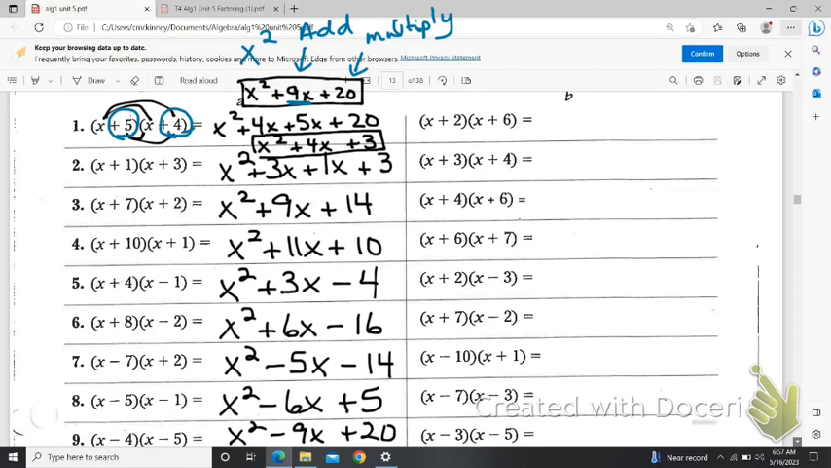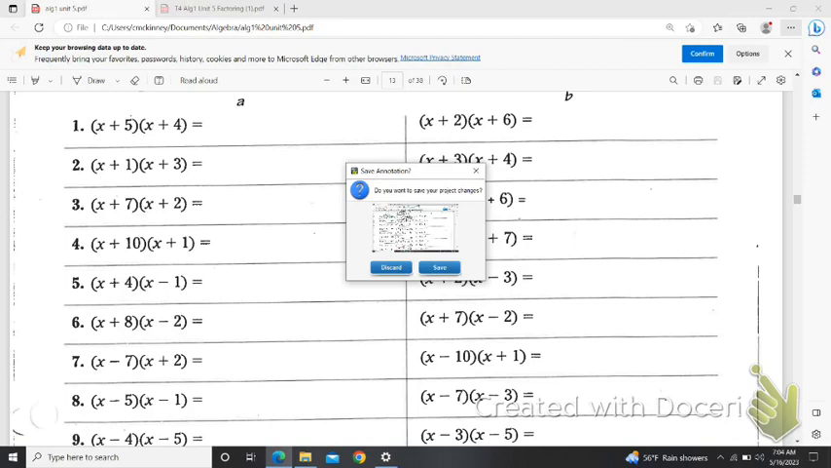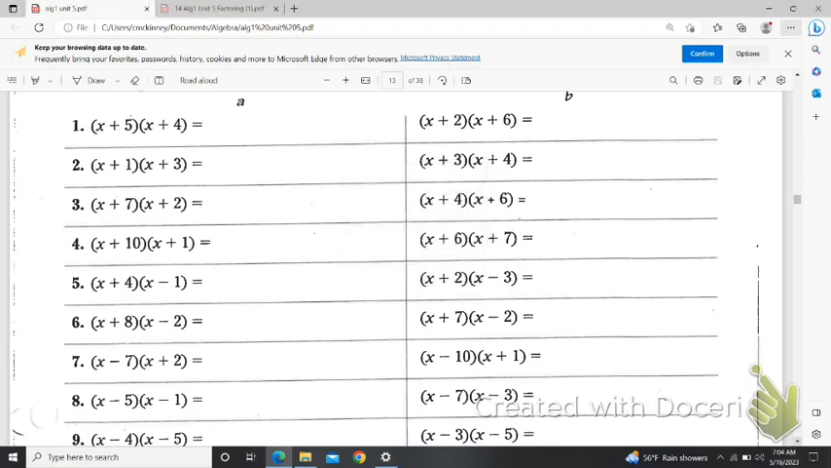All right, here we go. I do not need to save those changes.